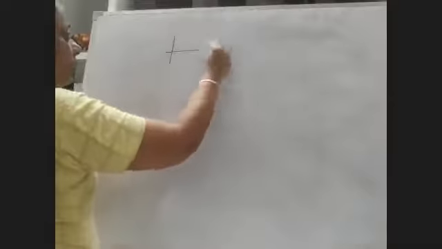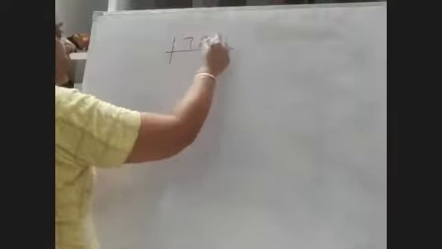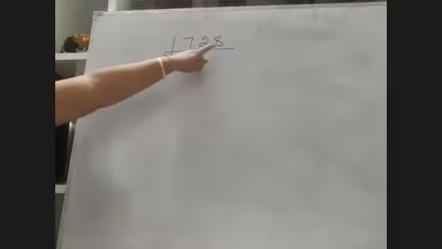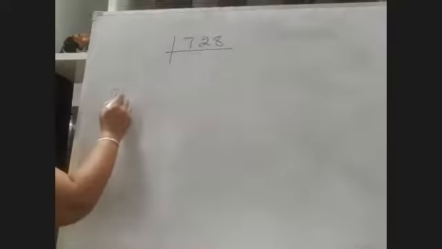Now, number 728. Now find all prime factors of this number. Yes, the last digit is 8. It means 728 is an even number. So on the rough side, please divide by 2.